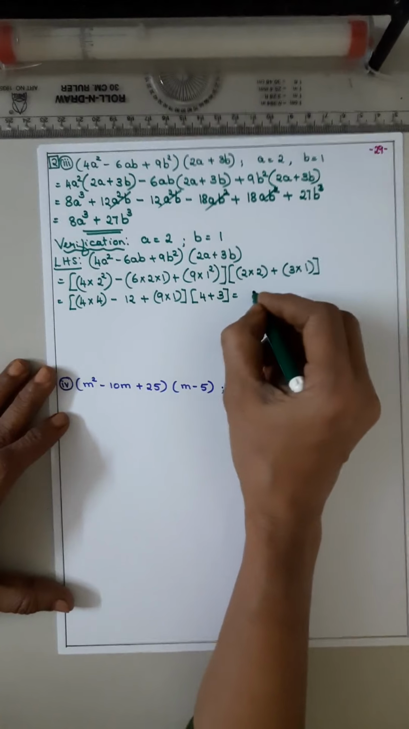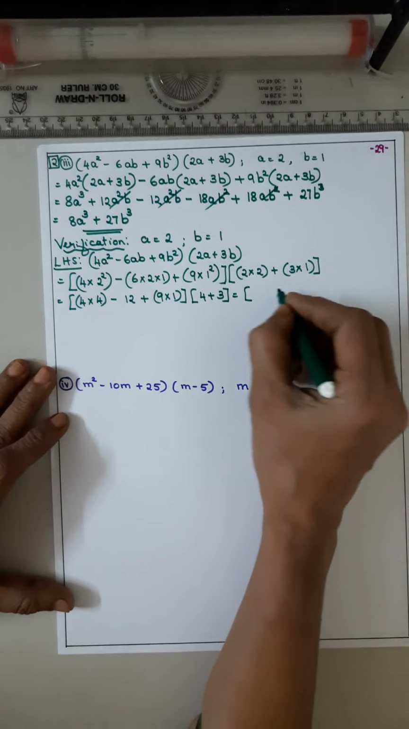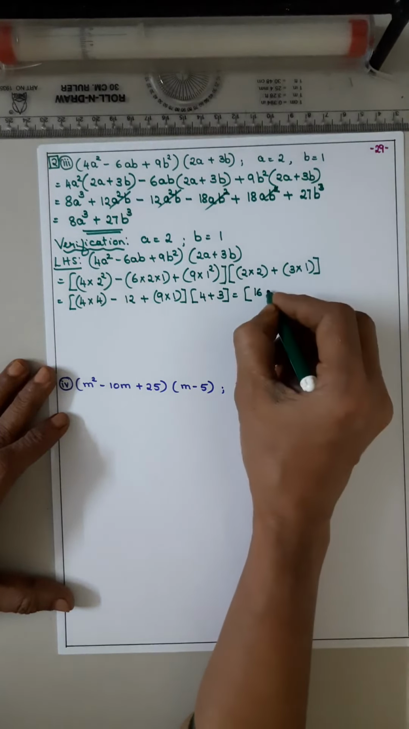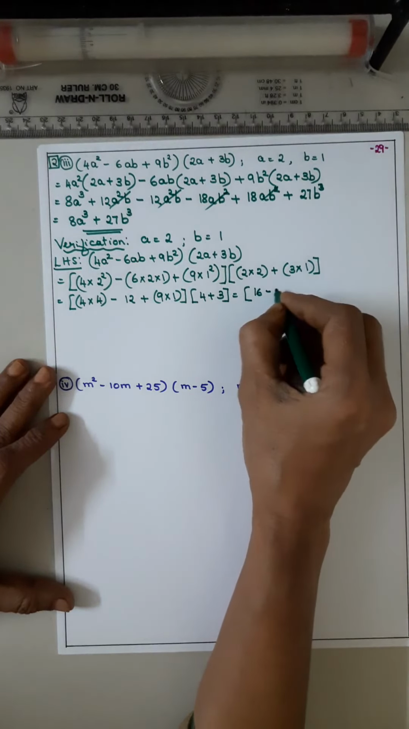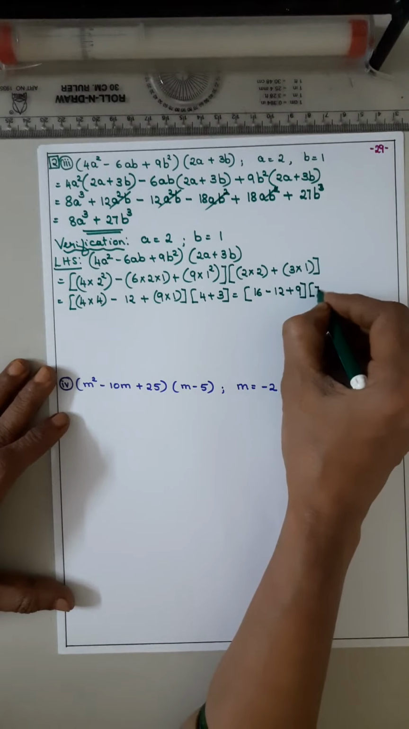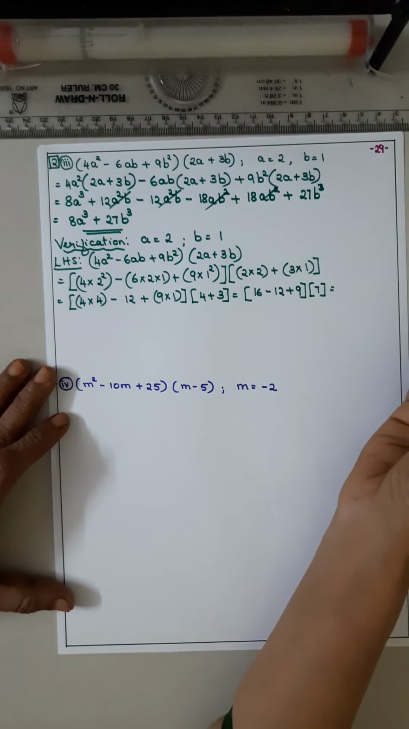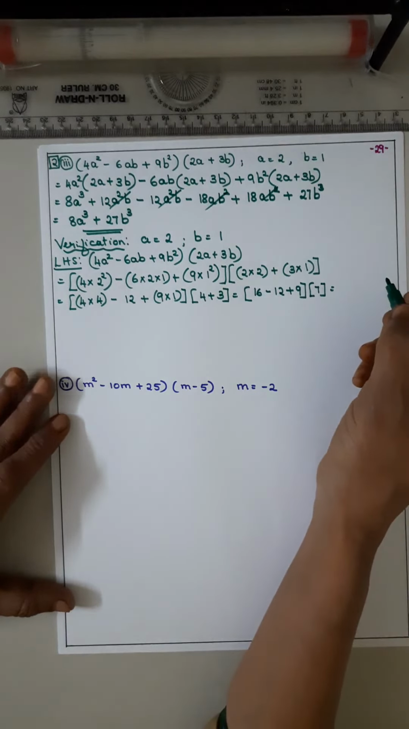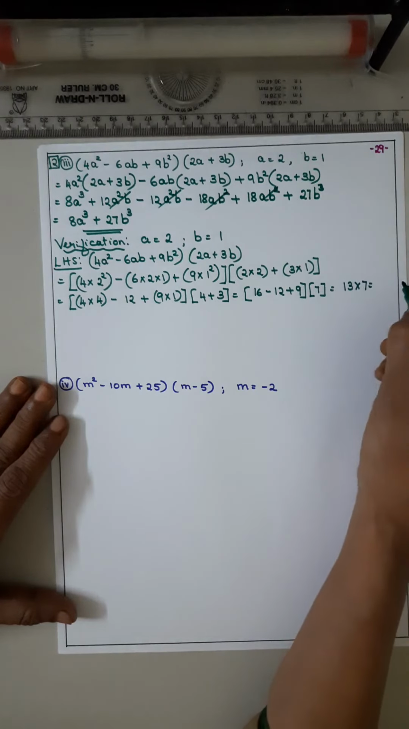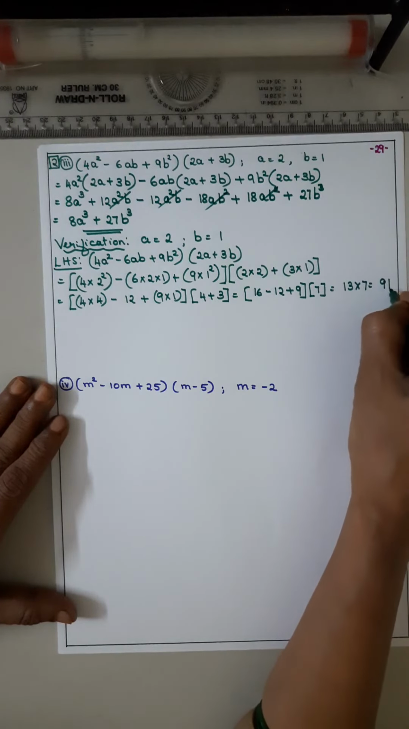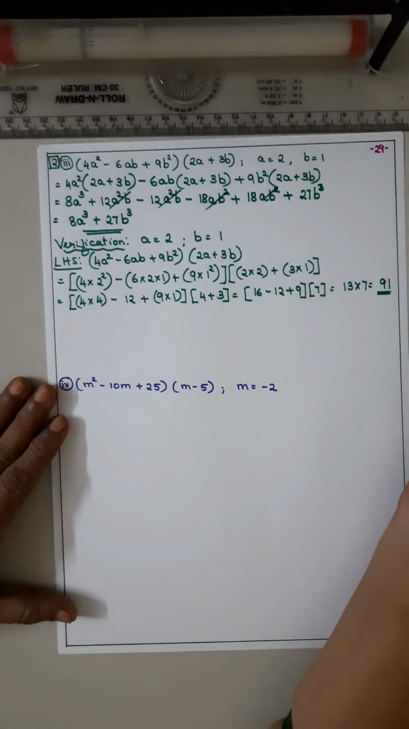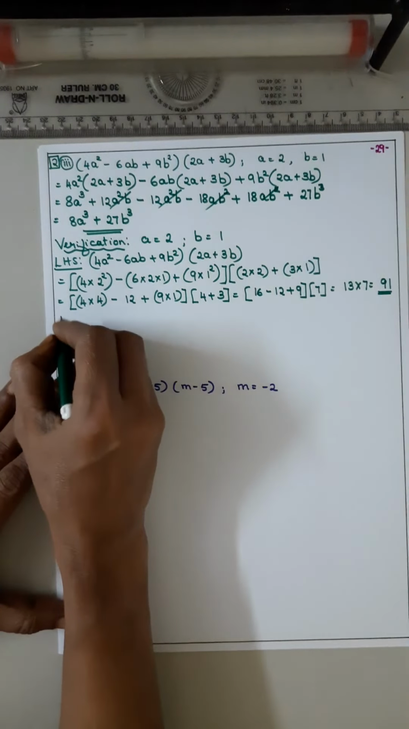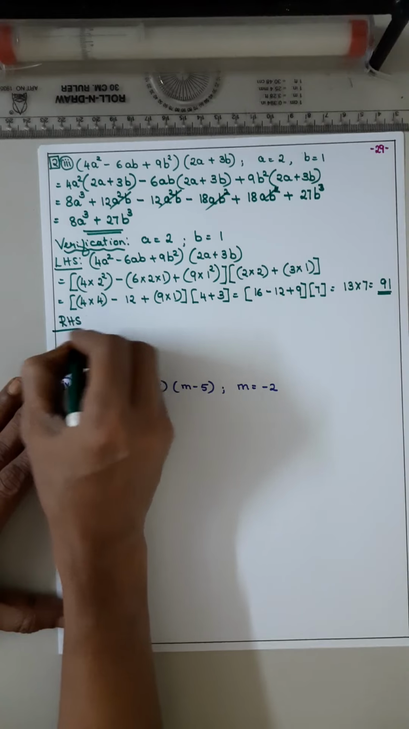Now in this bracket it will be 16, 4 4s are 16, minus 12 plus 9, and here it will be 7. That means 16 minus 12, that is 4. 4 plus 9 is 13. 13 into 7 is 91. Okay. Now coming to RHS.